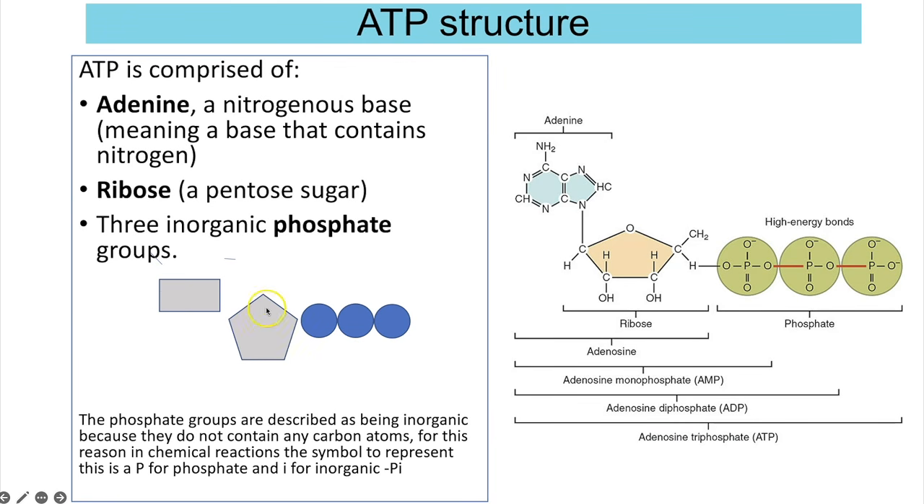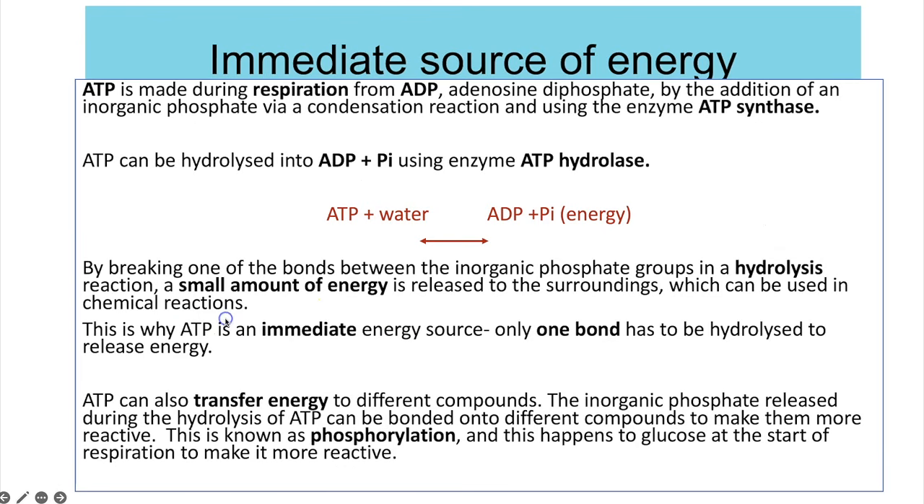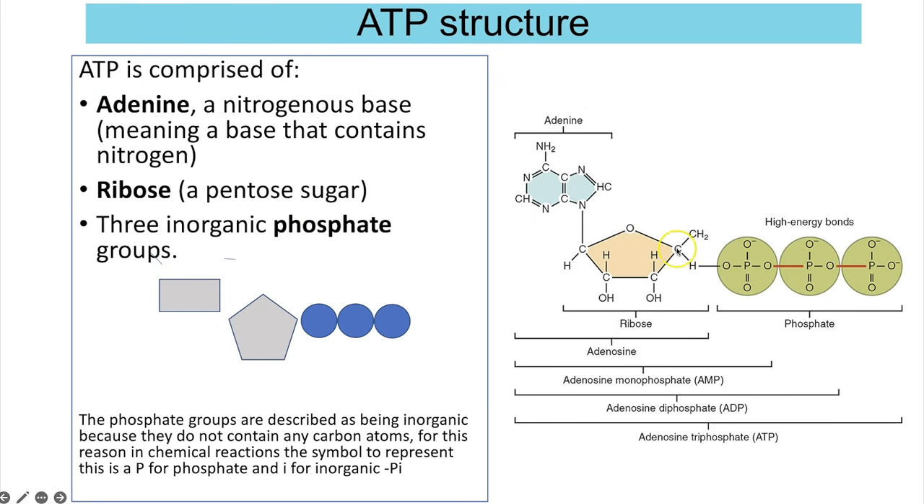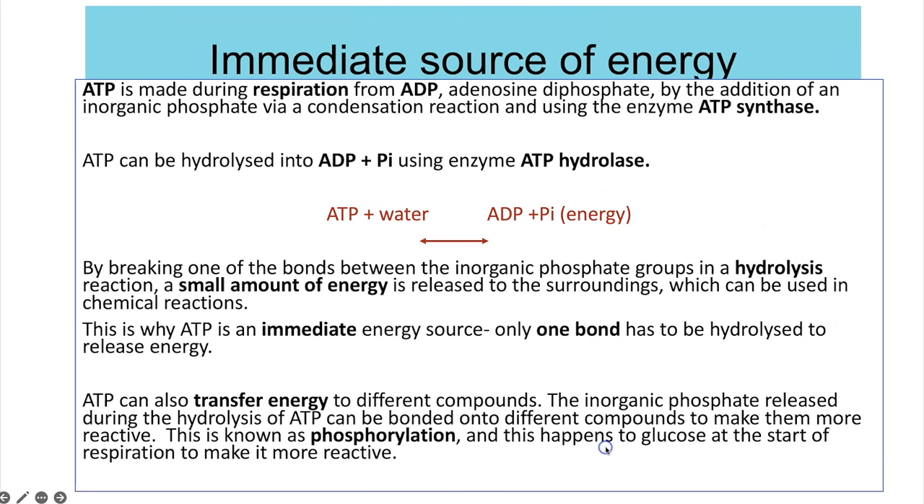The level of detail that you need to know it in is actually here. You don't need to know all of the atoms within it. You just need to know that you have the nitrogenous base bonded to the pentose sugar, which is ribose, bonded to these 3 inorganic phosphates. The phosphate groups are described as being inorganic because they don't contain any carbon atoms. For this reason, in chemical reactions, the symbol used to represent the inorganic phosphate is Pi, meaning inorganic phosphate.